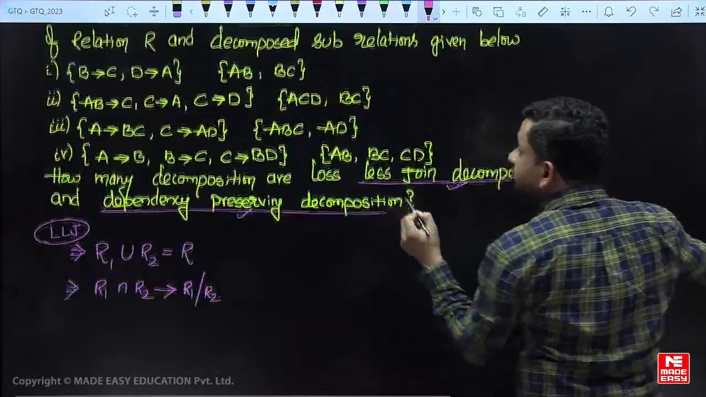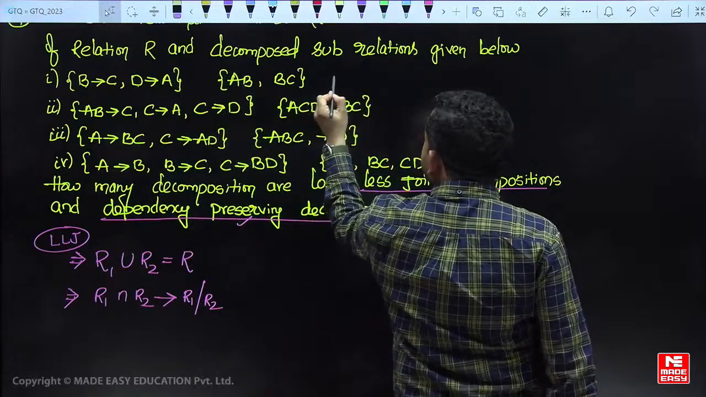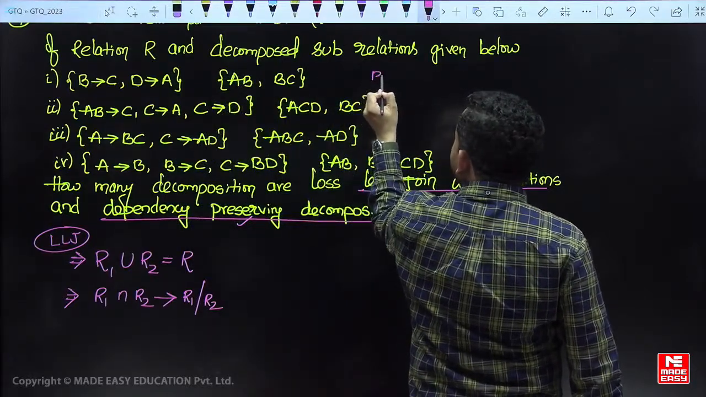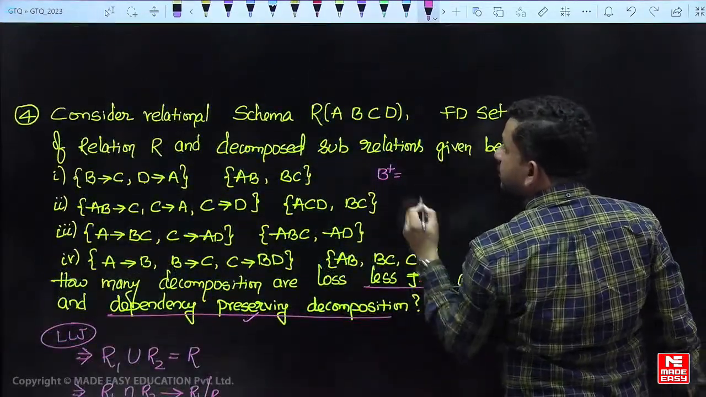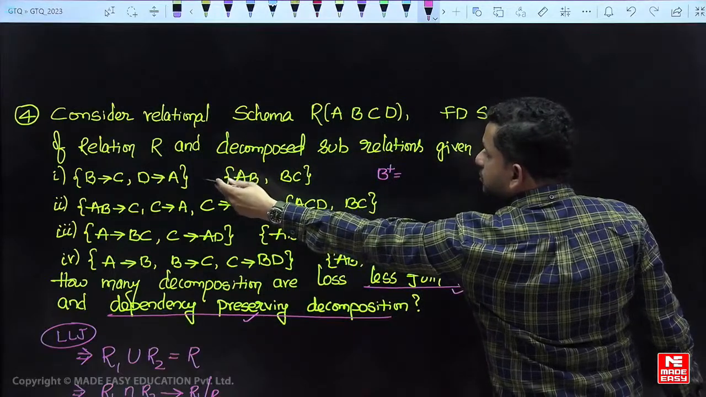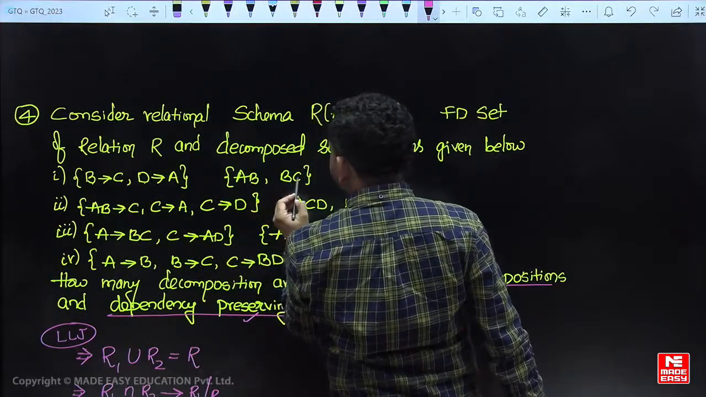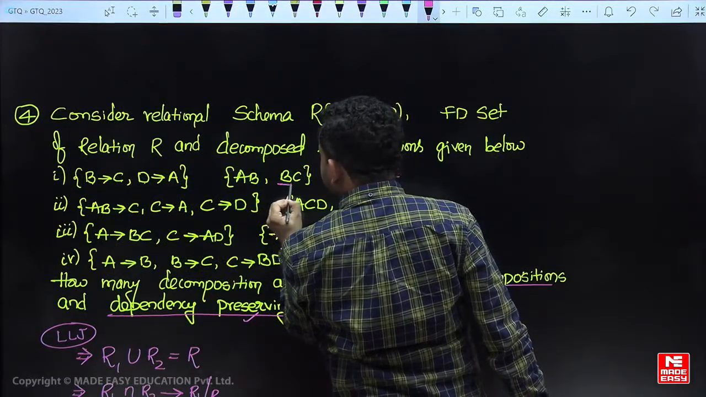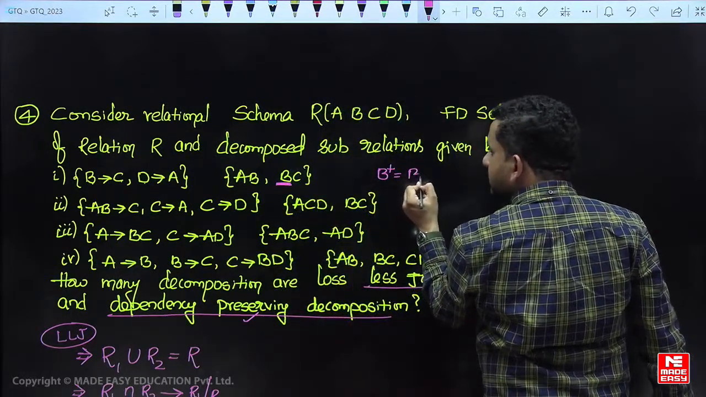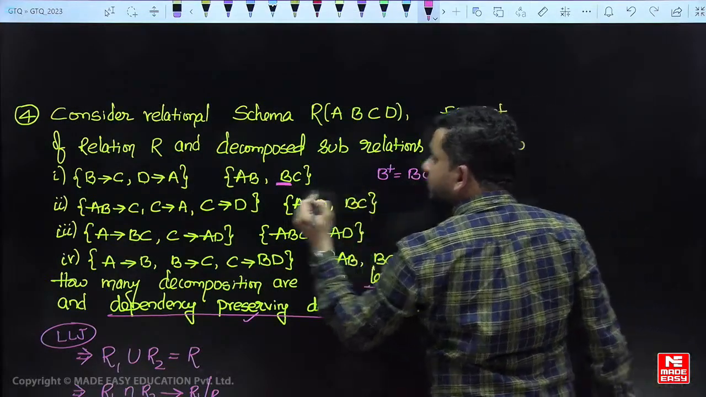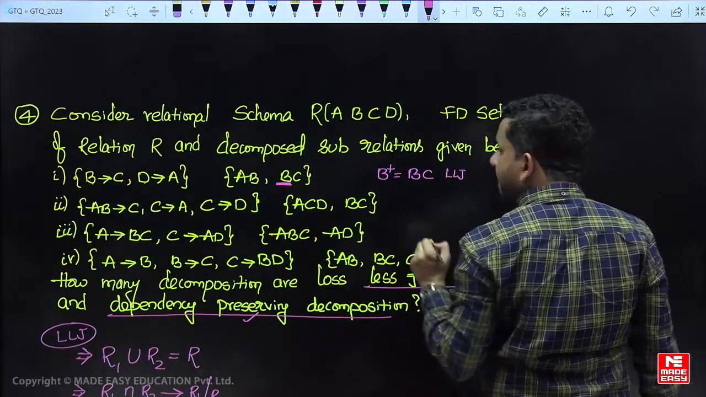So here A, B, C, D, every attribute is there. If you take the common attribute B and find the B closure, B closure determines C, which is the key for one of the subrelations. Because B closure is BC, this first one is lossless join.